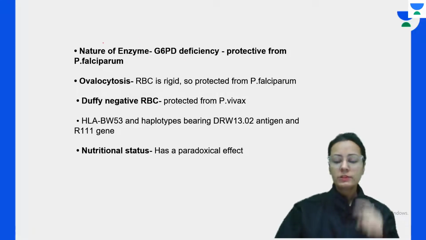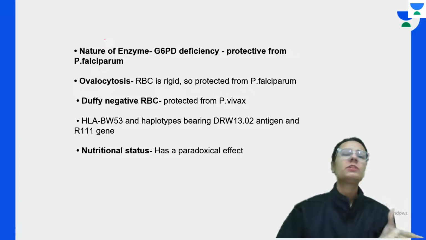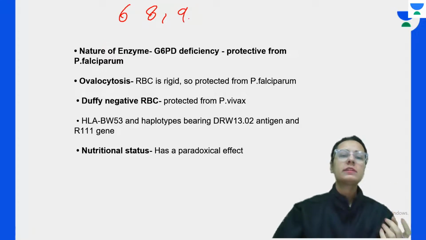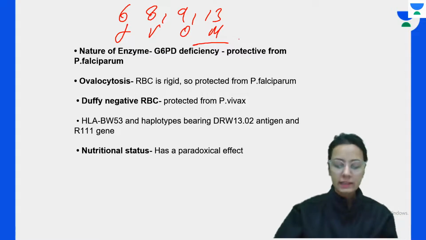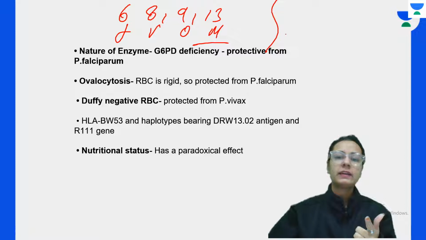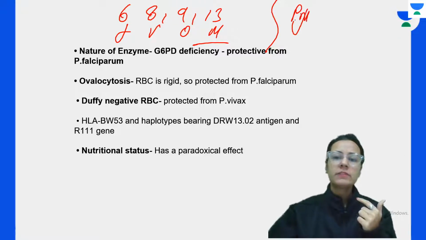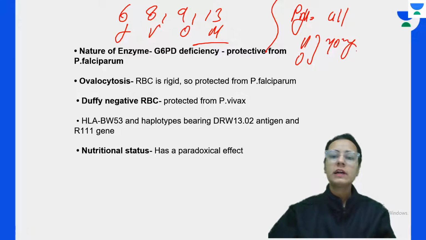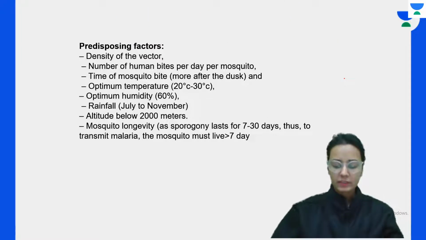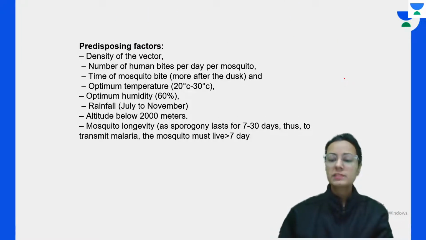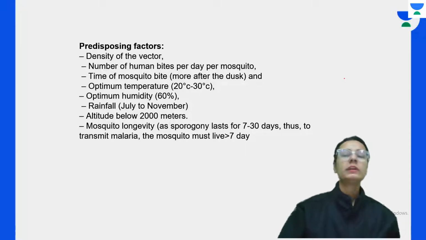Now, talking about the primary exoerythrocytic cycle, what is the duration? It is 6, 8, 9, and 13 days for falciparum, vivax, ovale, and malariae. Then we have the erythrocytic cycle. Falciparum infects all the RBCs. Vivax and ovale involve the young RBCs, and malariae involves the old or senescent RBCs. Then we have gametogony, which takes place in the capillaries, and sporogony, which takes place in the mosquito, which is around 10 to 14 days.